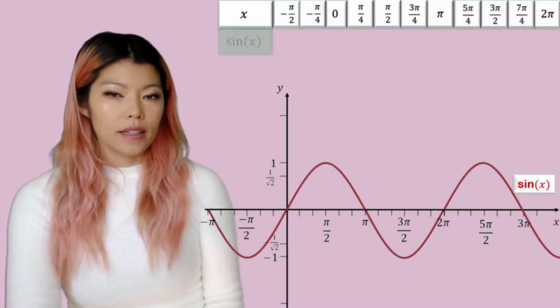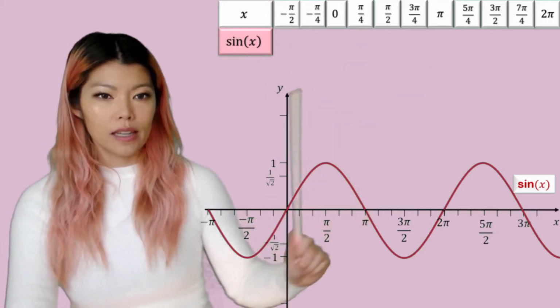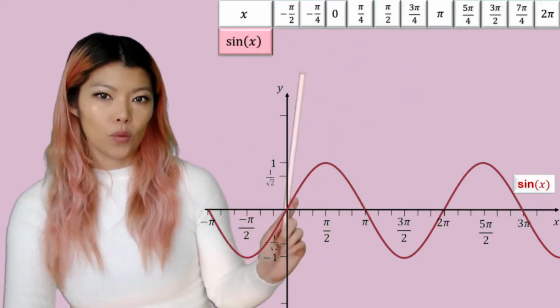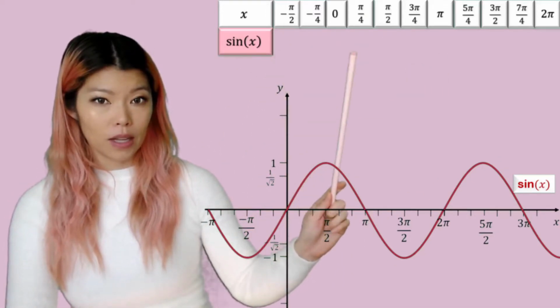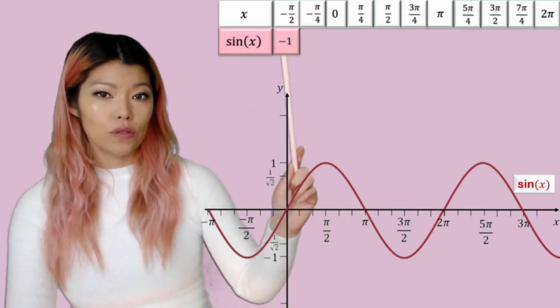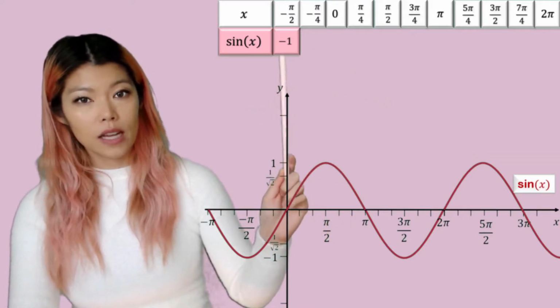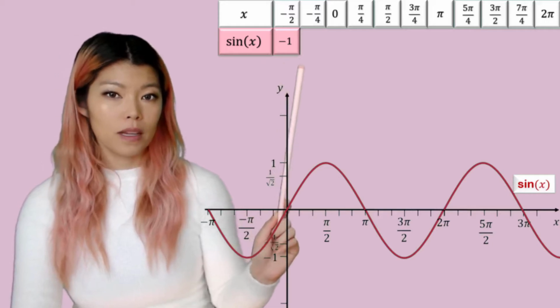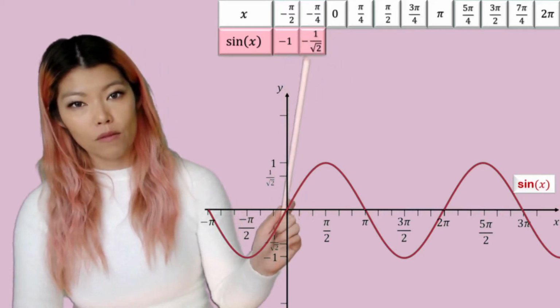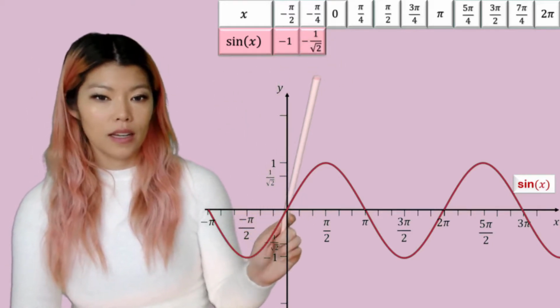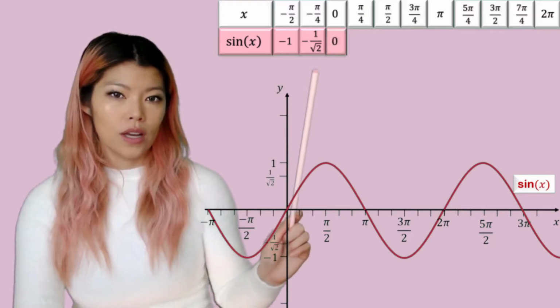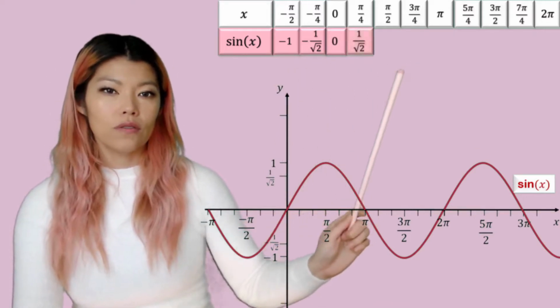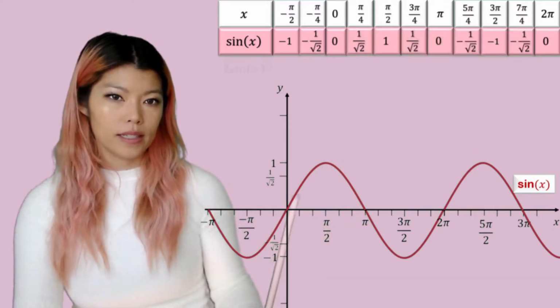Let's have a look at if we had plotted values like we did back when we started learning about linear. We could have figured out that when x is negative pi on 2, then sine x would be -1, when x is negative pi on 4, then sine x would be -1 over root 2, and when x is 0, sine x is 0. So we could have done this and plotted this graph.